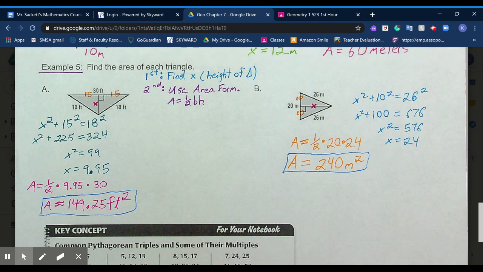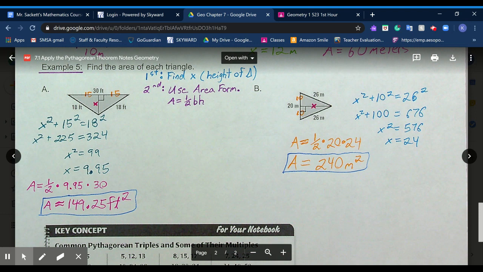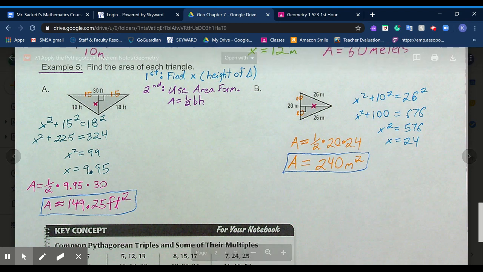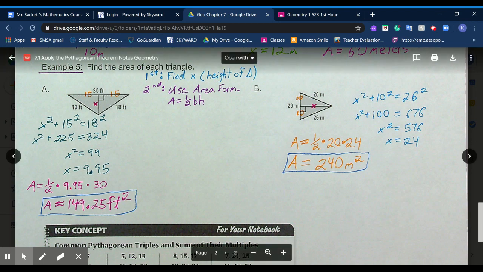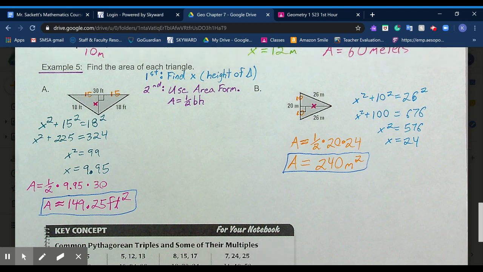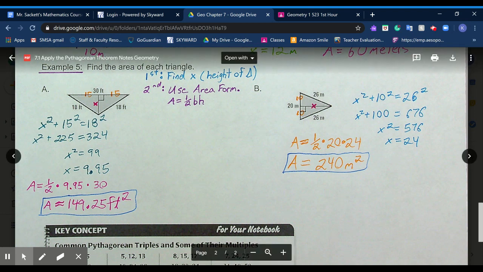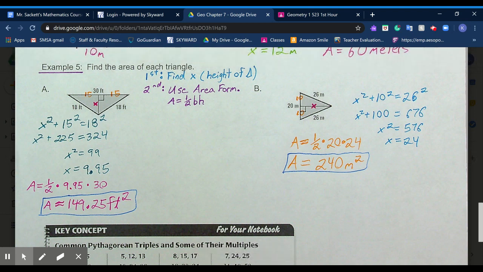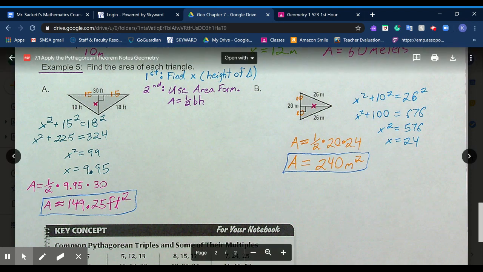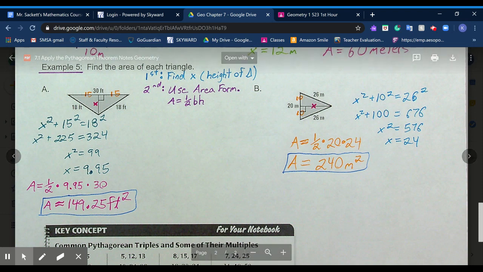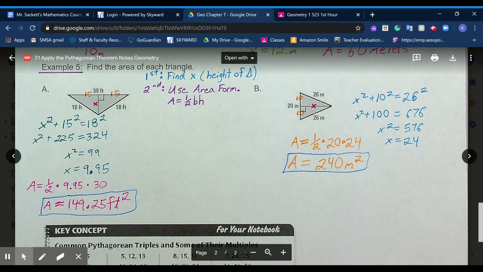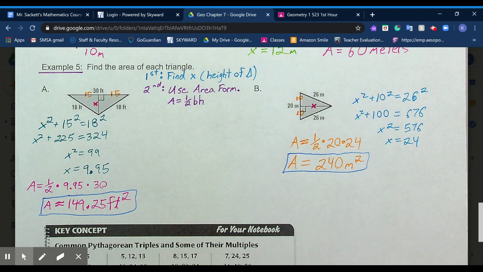So when I split it, 30 split in half gives me 15. So my setup would be x squared plus 15 squared equals 18 squared. Then when we get to solving, x squared equals 99. The square root of 99 is approximately 9.95. So our area formula, 1/2 of 9.95 times 30, gives us an area of approximately 149.25 feet squared.